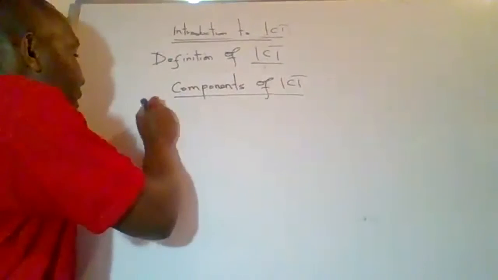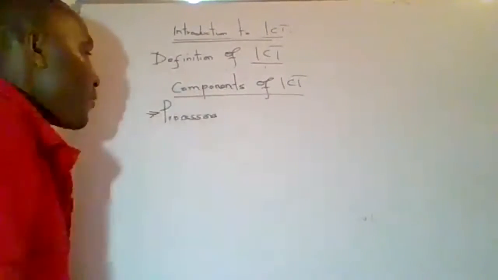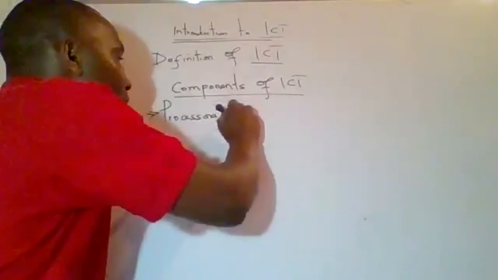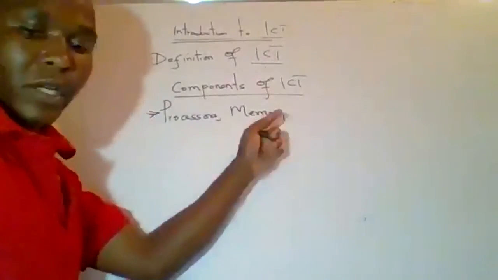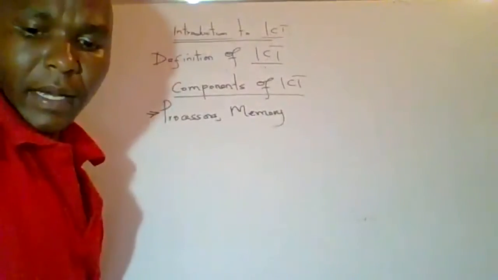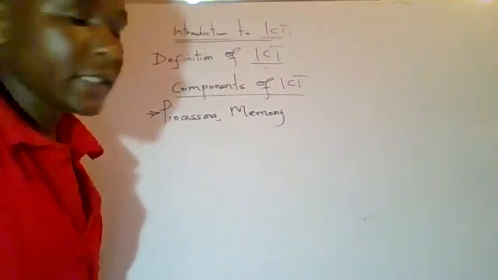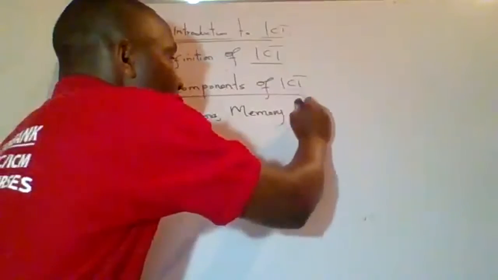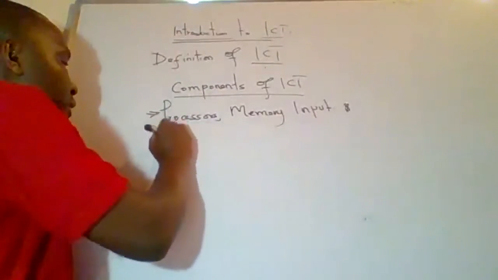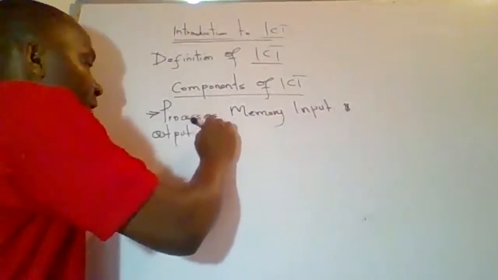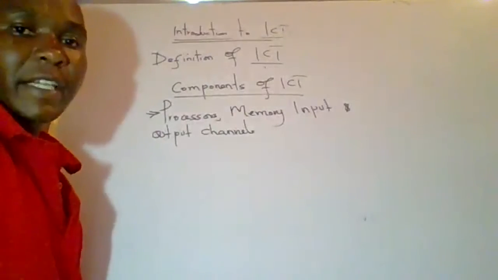So the first one is what is called processor. We have processor. Number two, we have memory. Memory, input, and output channels. We have input and output channel.